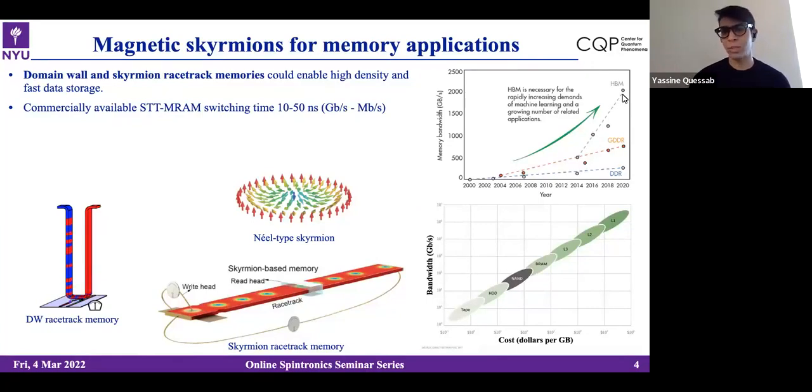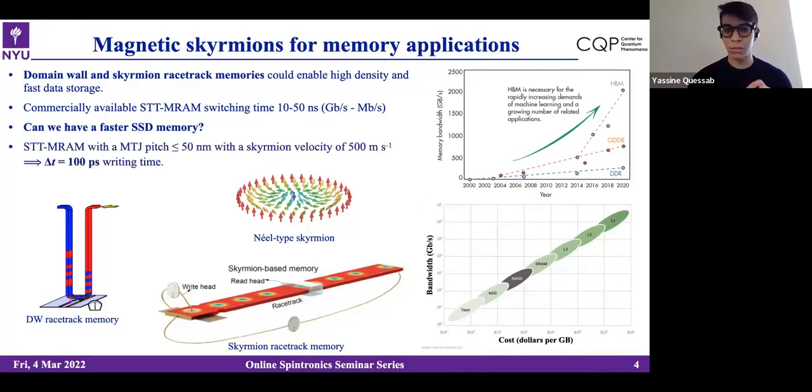Obviously, magnetic memories cannot compete with high bandwidth memory devices or other DRAMs. But the question is, can we have a faster SSD magnetic memory? And potentially there is room for a level 4 cache memory. And by combining skyrmions with MTJs, that could be a great solution.